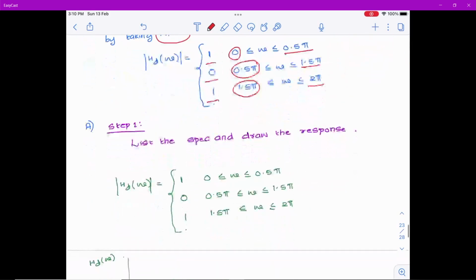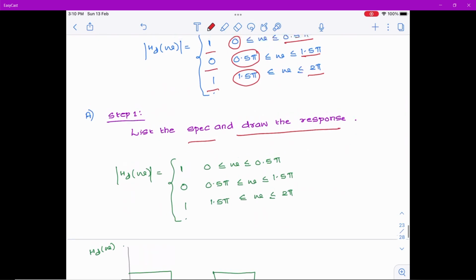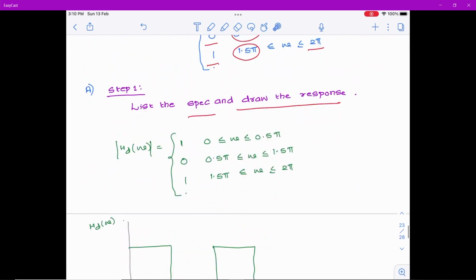So the first and foremost step in designing this filter is to list the specifications and draw the response. സ്പെസിഫിക്കേഷൻസ് ലിസ്റ്റ് ചെയ്യാന്ന് പറഞ്ഞു കഴിഞ്ഞാൽ, ഇപ്പോൾ ഈ ക്വസ്റ്റിനകത്ത് the specification is the cutoff frequency should be 0.5 pi. The value of M should be 11, and the frequency response should be like this. This is called the specification. അപ്പം ആദ്യം ചെയ്യേണ്ട സ്റ്റെപ്പ് സ്പെസിഫിക്കേഷൻസ് ലിസ്റ്റ് ചെയ്യുക എന്നുള്ളതാണ്. First one, the magnitude response is like this. You just write it down, that's all. Question ഉള്ള അതേപടി എടുത്ത് എഴുതും.